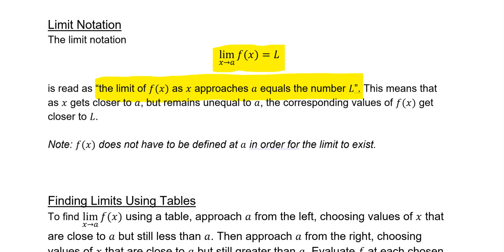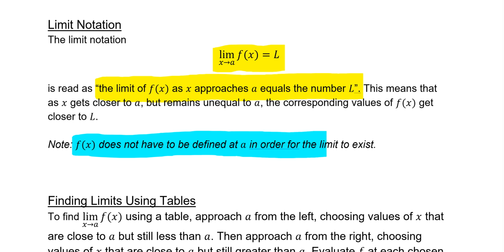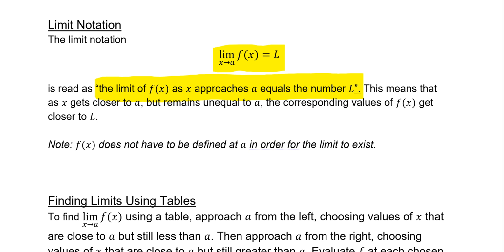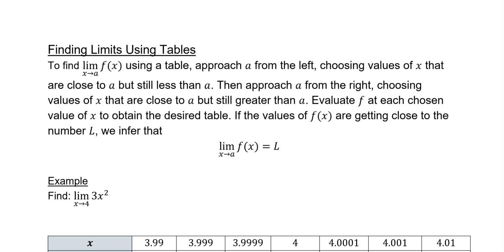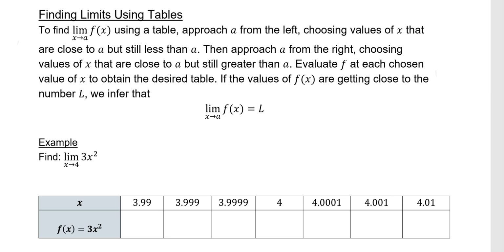So just like we saw on the first page, the function does not actually have to exist at the x value that we're approaching in order for the limit to exist. So just because f of a does not exist, that does not mean the limit does not exist as well. It might exist, it might not. So let's do a couple more examples where we're evaluating limits using tables.